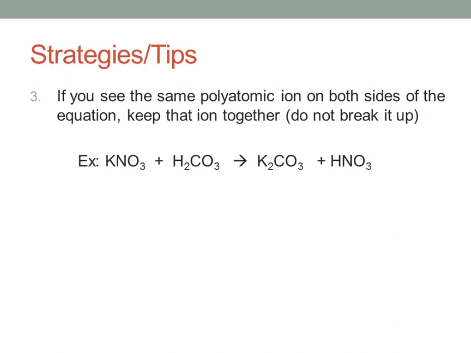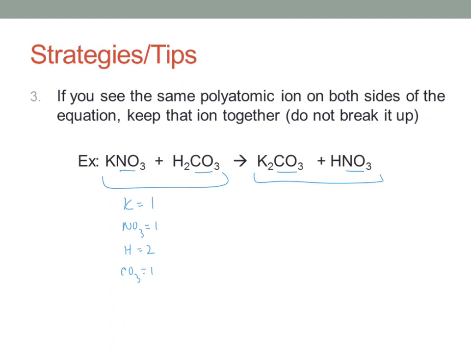So what I would do is, since I see nitrate on the left and nitrate on the right, and I see carbonate on the left and carbonate on the right, I'm just going to keep those together as ions. I'm not going to break them up. So I'm going to say that I see 1 potassium, and 1 nitrate. And I'm going to say that I see 2 hydrogens for the carbonate, and 1 carbonate.